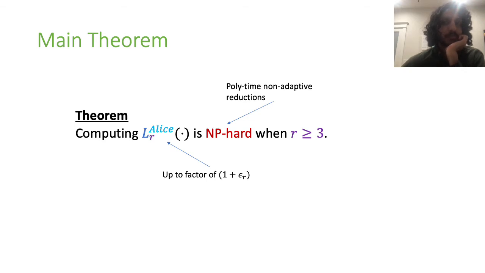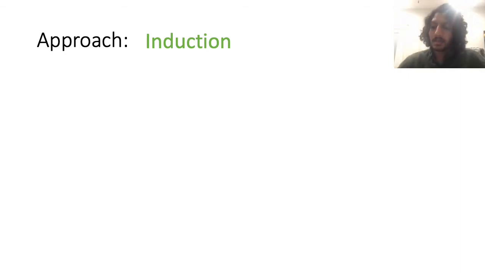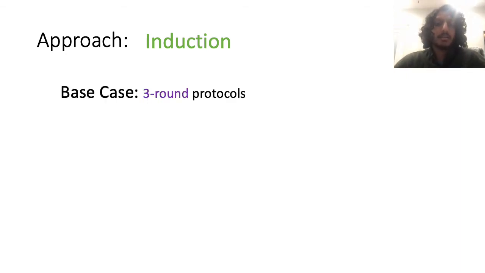Okay, now let me tell you a little bit about the techniques used here. I think the overall approach is pretty natural: it works by induction. The base case is 3-round protocols. Maybe there's something weird here in that, why do we start with 3 instead of 2? But I'll tell you why in a second.